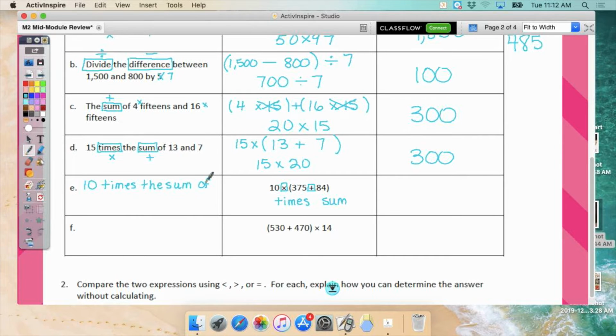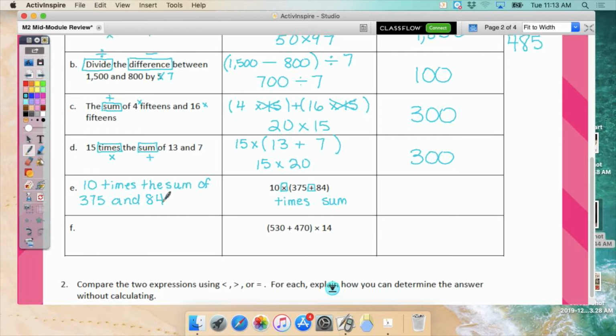of, and then we don't have 13 and 7 this time. What do we have? 375 and 84. 375. Whoops. Almost wrote a plus sign. And 84. So that was kind of clever that we could just copy it down, wasn't it?